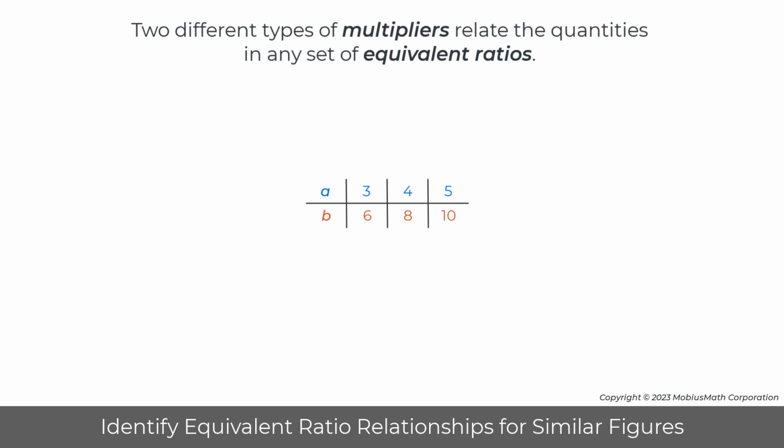Second, an equivalent ratio can be generated by multiplying both values in a ratio by the same number. Notice that this external ratio multiplier relates the like quantities in two equivalent ratios. So, every set of equivalent ratios has two different types of ratio multipliers. Internal ratio multipliers that relate the like quantities within each equivalent ratio, and external ratio multipliers that relate the like quantities in two equivalent ratios.